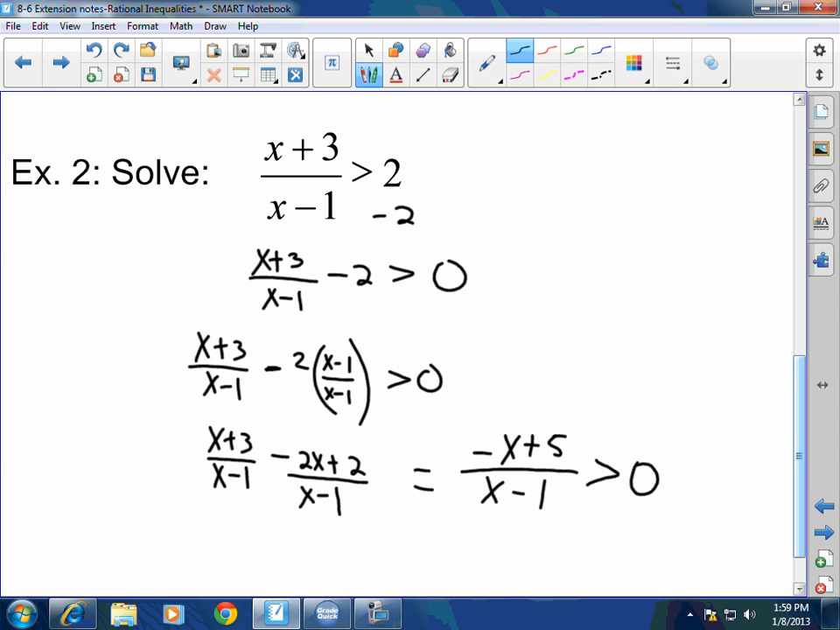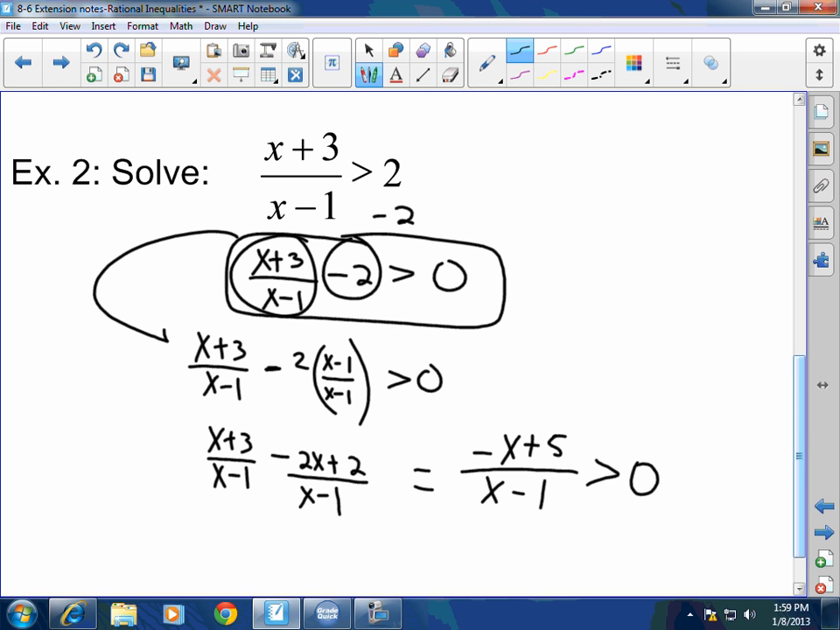Yes, sir, my brother, thank you. Yeah, once you got rid, you brought over the 2. You're at this stage. Now you got to add these two together, my brother. And that's how I got to this and to that. And now I have this. That's my final inequality set to 0.